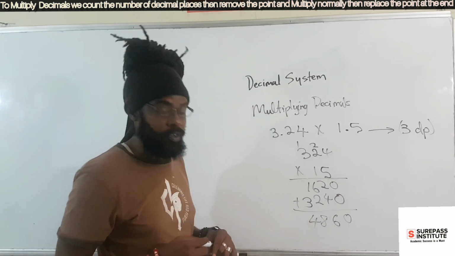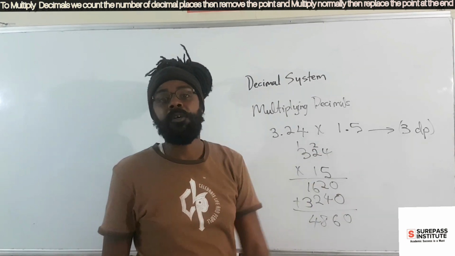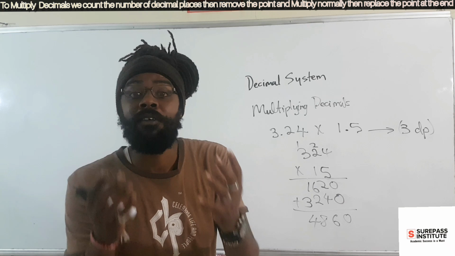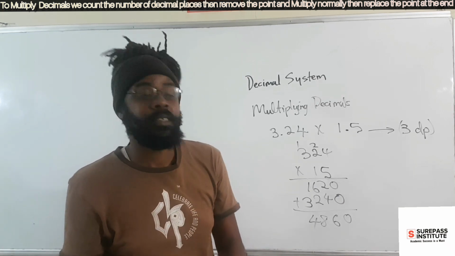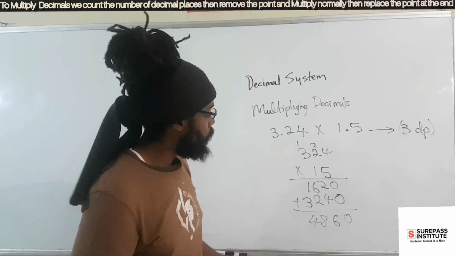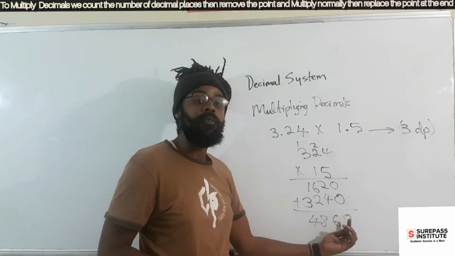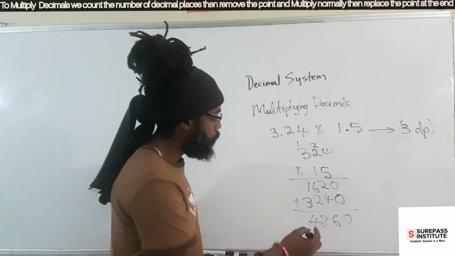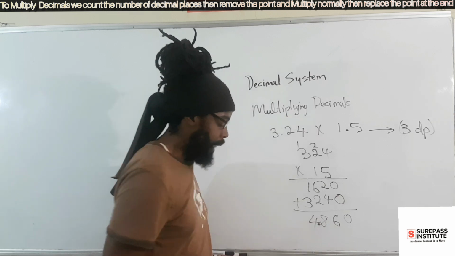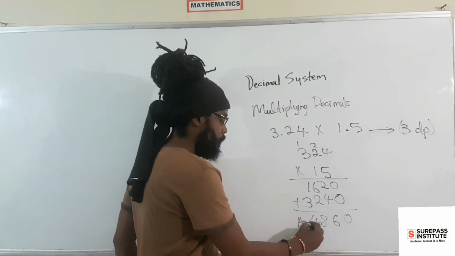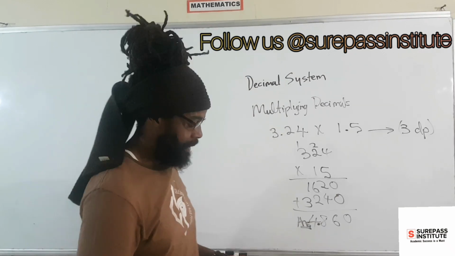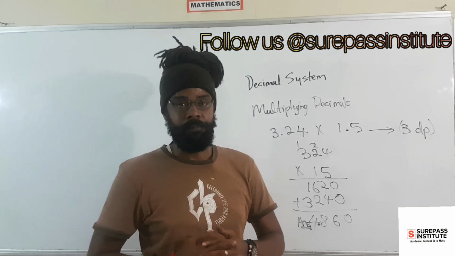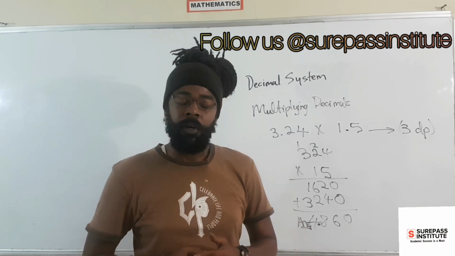Now remember that originally the question had 3 decimal places. Now we arrive at the set of numbers that will resemble our answer, but we don't have a point and we're multiplying decimal numbers. So we're going to now replace the point by counting the number of decimal places. So it's 1, 2, 3, 3 decimal places. So the point goes between the 4 and the 8. And the answer will be 4.860.